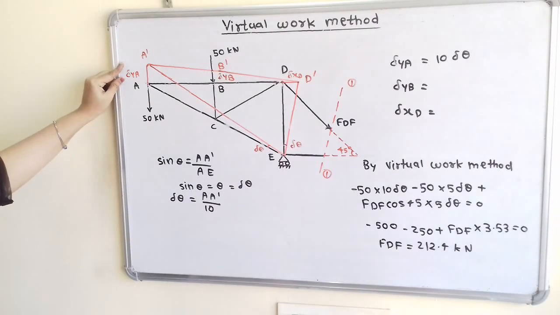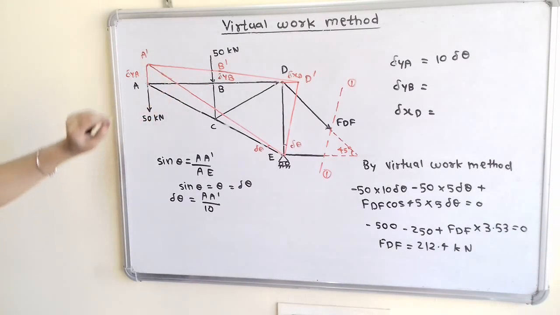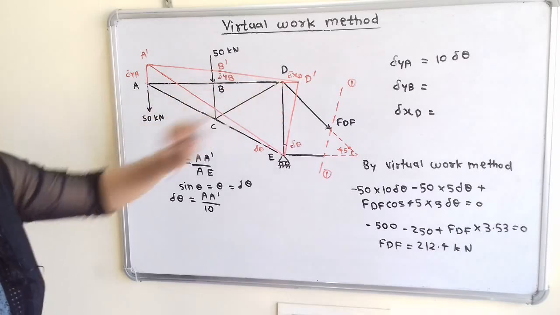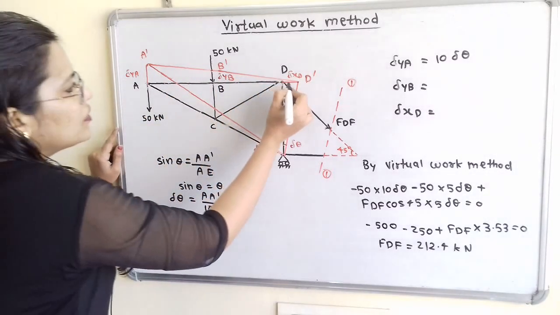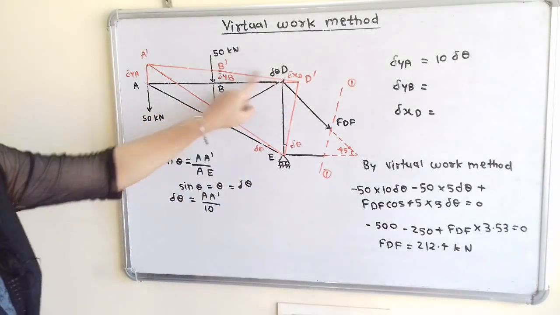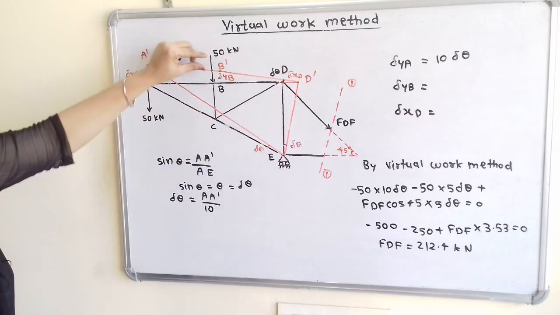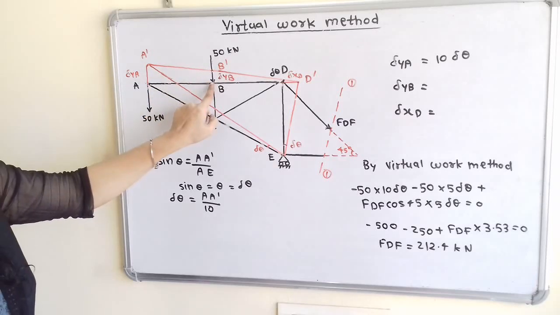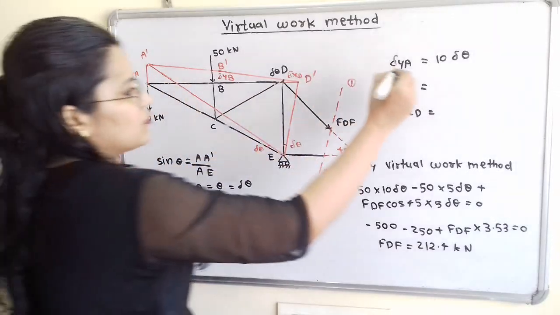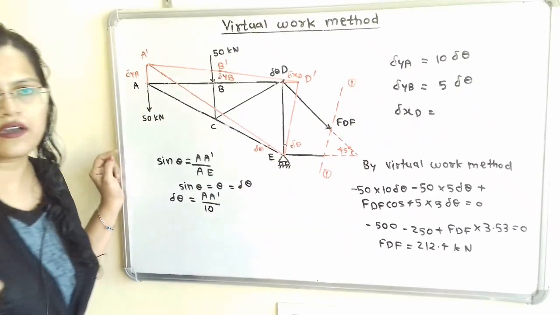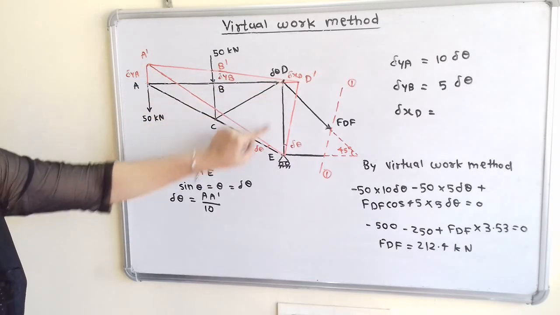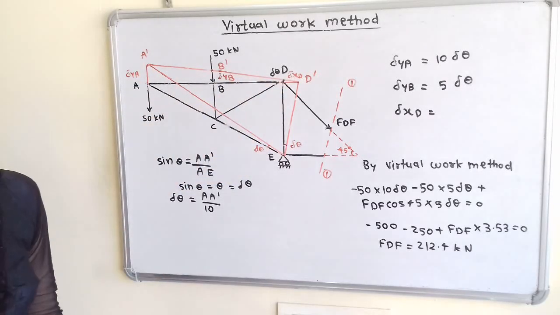Now we will move to the next, that is delta YB, that is B dash. Now if we observe here, we will consider the triangle B dash D dash. Here also there is a small angular displacement delta theta. So in this triangle B dash D dash, we can write B dash is equal to the length of the member BD dash, that is 5 into delta theta. So I will write delta YB is equal to 5 delta theta, because we know that this D to D dash is a horizontal line and this is the inclined line. So here also the same angular displacement is delta theta.